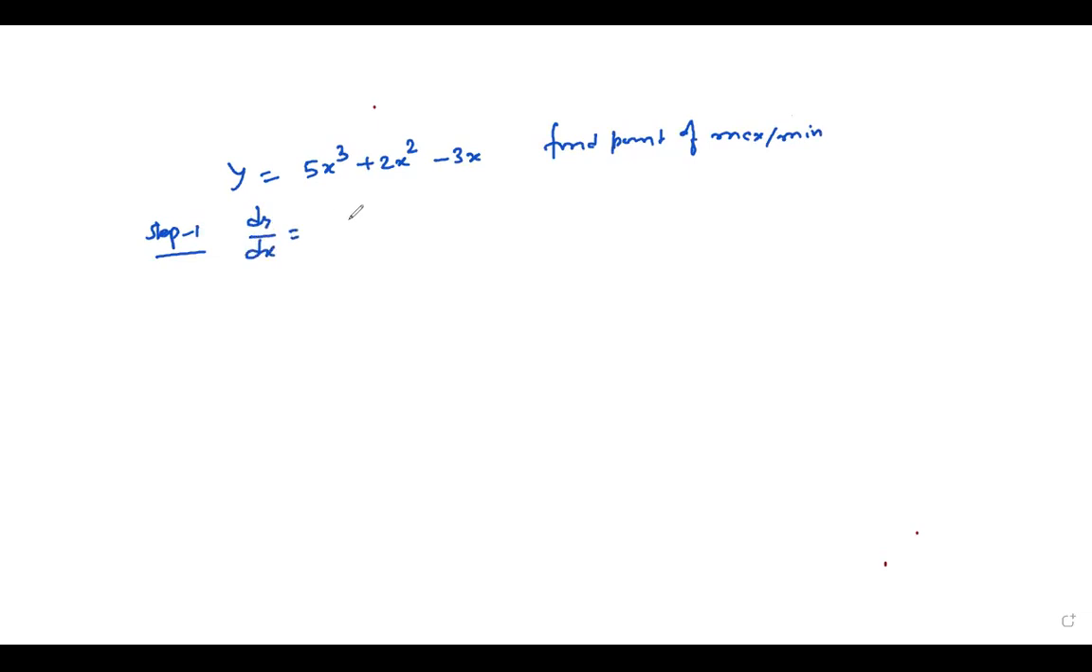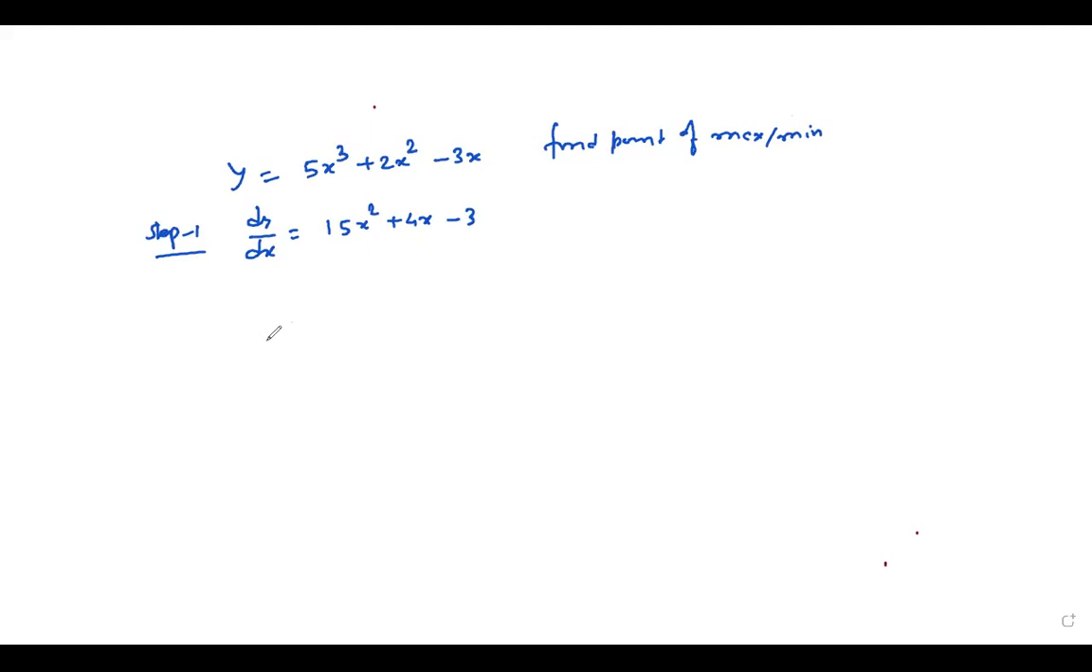Now let's try to solve one more problem. Suppose y equal to 5x cube plus 2x square minus 3x. Same problem. Find the point of maxima or minima. Okay, so let's first, step 1 is what? Step 1 is to differentiate, find dy by dx. So dy by dx will be 15x square plus 4x minus 3.